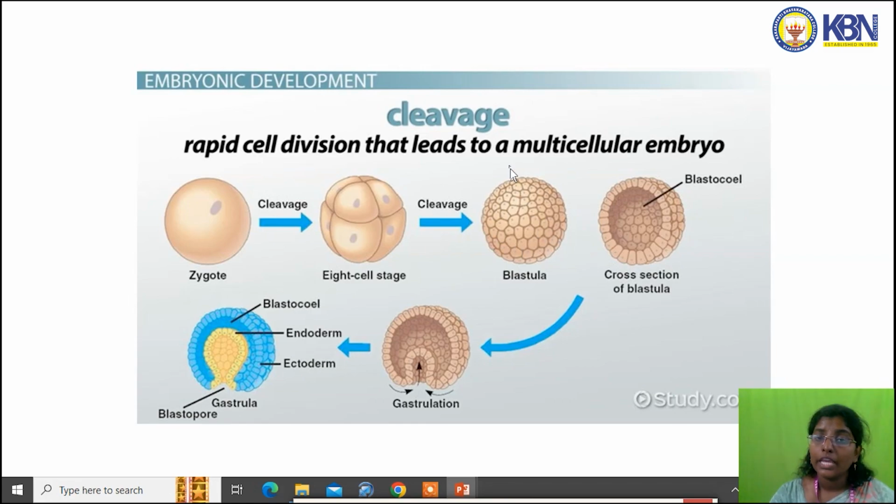After that, if we cut the blastula into 2 pieces, a hollow space present inside the blastula is called the blastocoel. This is the cross section of the blastula. Again, the blastula undergoes a process called gastrulation. In gastrulation, the outer layer invaginates into the inner layer of the egg. This process is called gastrulation.